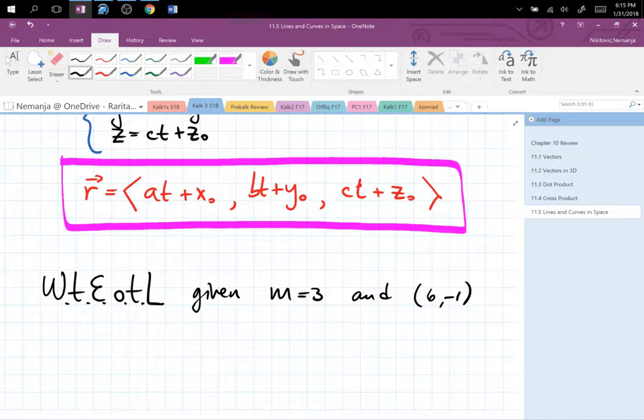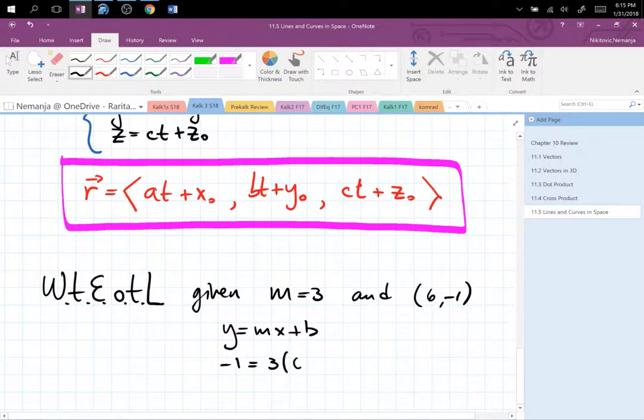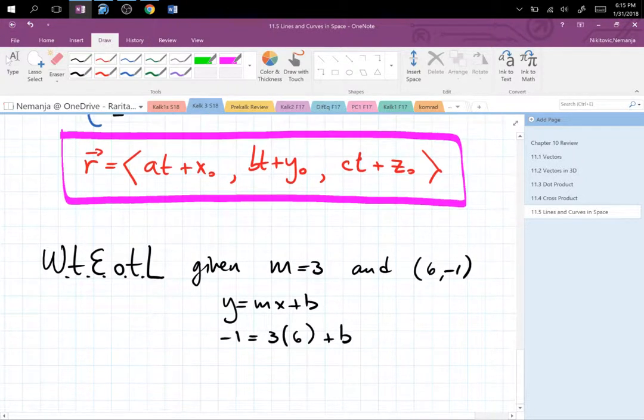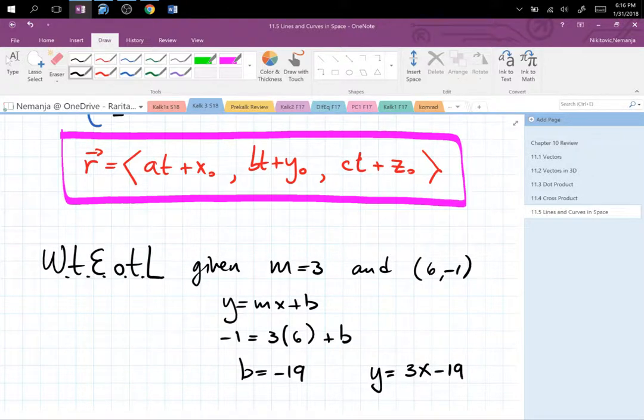Now, what is the way you solve this? Well, you say y equals mx plus b. y is negative 1, m is 3, x is 6, plus b, from where b is clearly negative 19. And you write your y equals 3x minus 19, and you are done. So you should be able to do this in about 17 seconds.